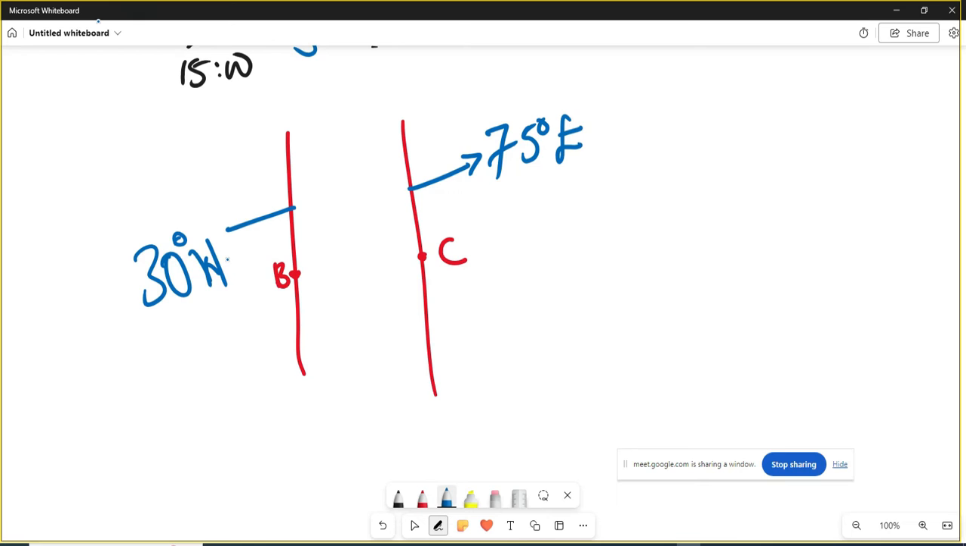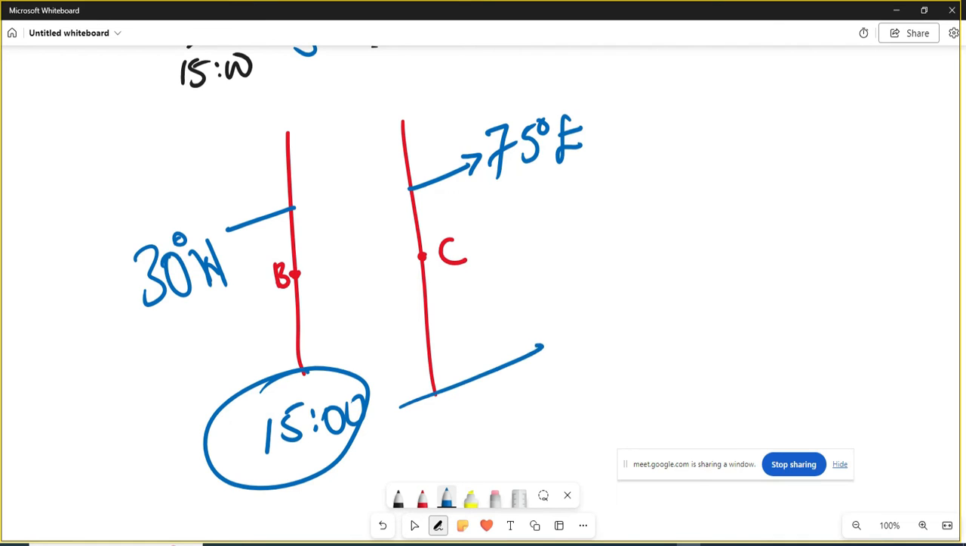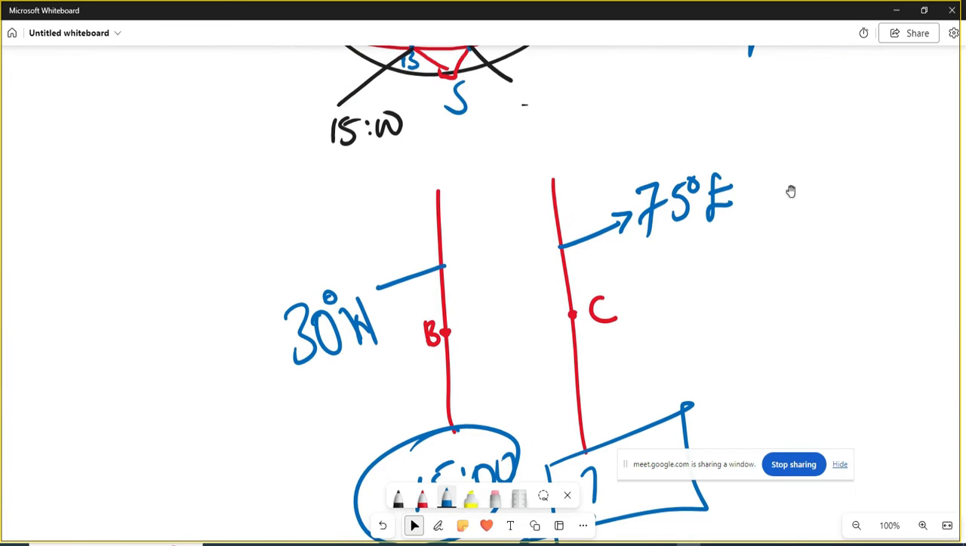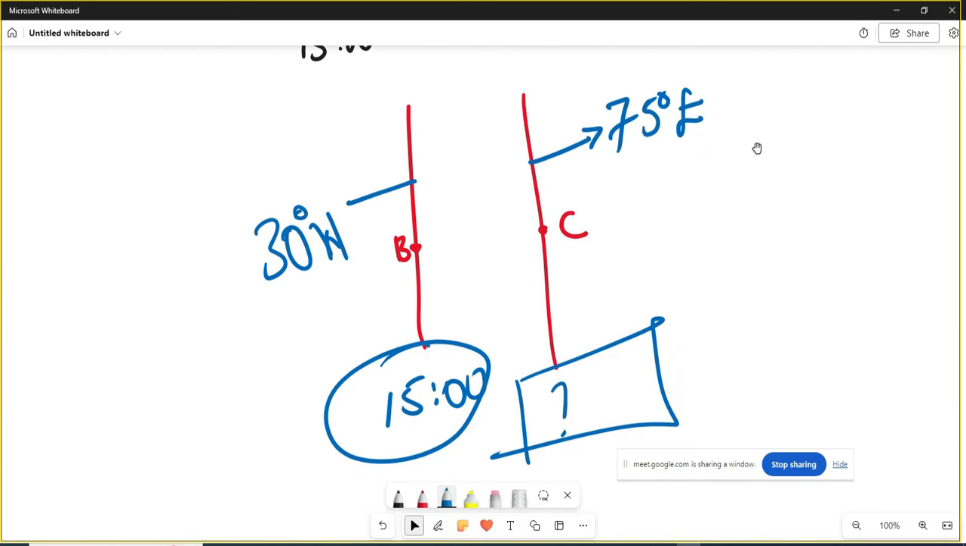However, before I solve, is there anyone with a question? Anyone who is behind before I start solving and explaining? I'm sure we are okay. So now, the question is saying the time at B is 15 hours. Then we want to find the time at C. What are we supposed to do to find the time at C?